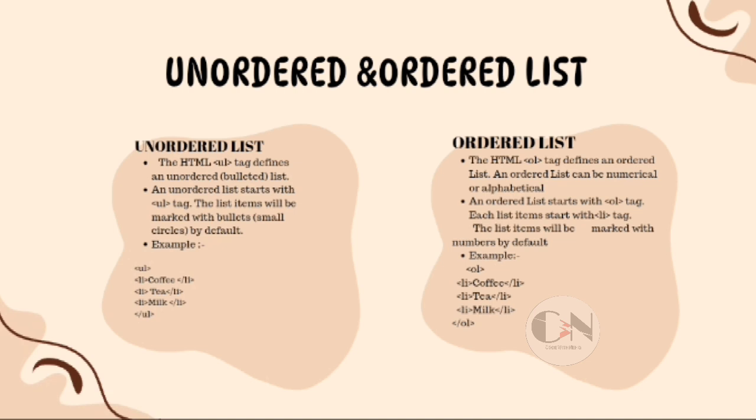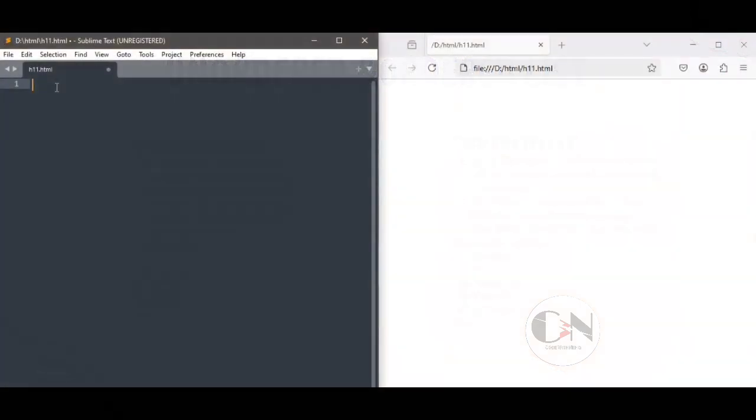Ordered HTML list. An ordered list starts with the OL tag. Each list item starts with the LI tag. The list items will be marked with numbers by default. Example: within opening and closing OL tag, the different LI tags, that is opening and closing LI tag, coffee, tea and milk. Let's apply it practically.